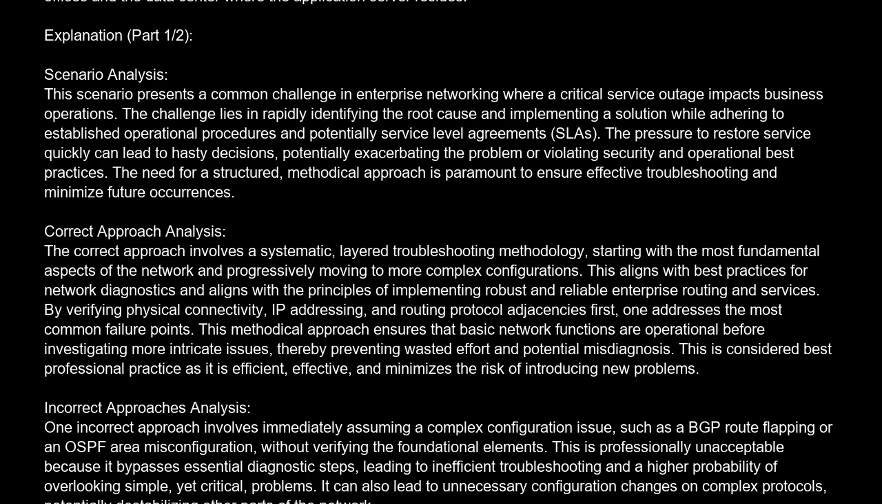Incorrect approach analysis. One incorrect approach involves immediately assuming a complex configuration issue, such as a BGP route flapping or an OSPF area misconfiguration, without verifying the foundational elements. This is professionally unacceptable because it bypasses essential diagnostic steps, leading to inefficient troubleshooting and a higher probability of overlooking simple, yet critical, problems. It can also lead to unnecessary configuration changes on complex protocols, potentially destabilizing other parts of the network.